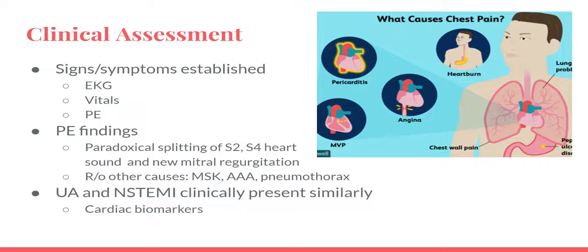For example, if a patient comes in with chest pain and you want to rule out musculoskeletal causes like costochondritis, you could palpate their chest and rule in or out costochondritis based on the presence or absence of reproducible pain with palpation. Some exam findings that are more indicative of unstable angina could be a paradoxical splitting of S2 or S4 heart sound and or a new mitral regurgitation. With your physical exam, you're also going to want to rule out other major causes of chest pain like a pneumothorax.